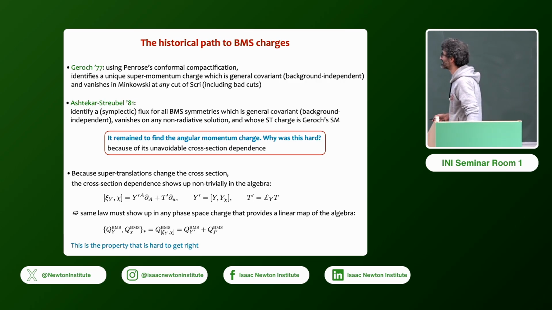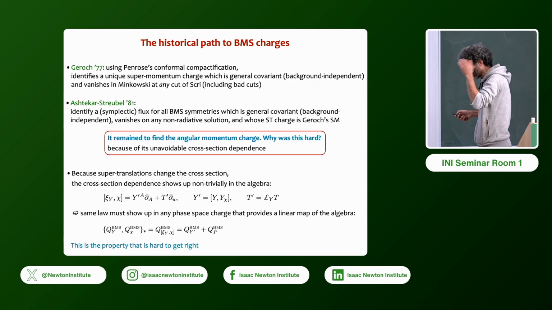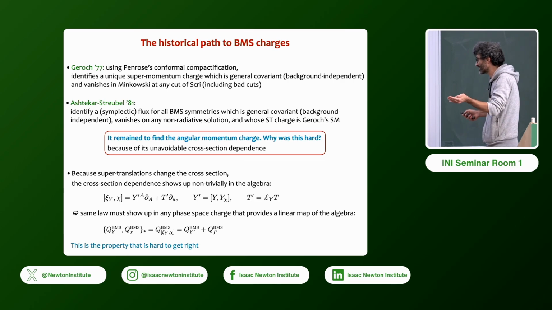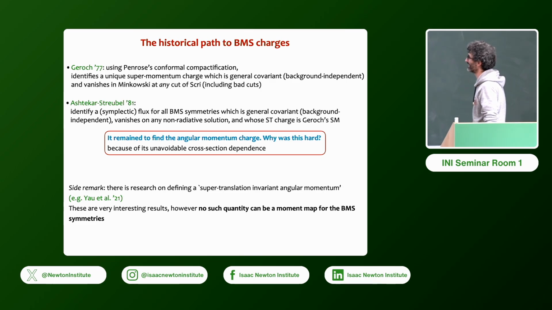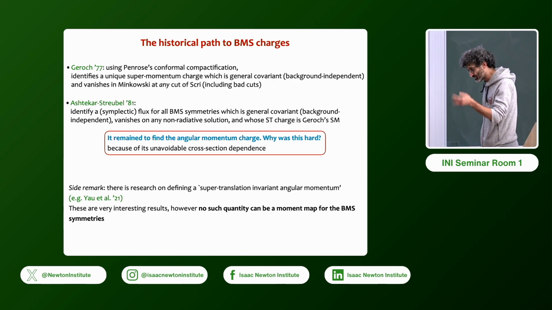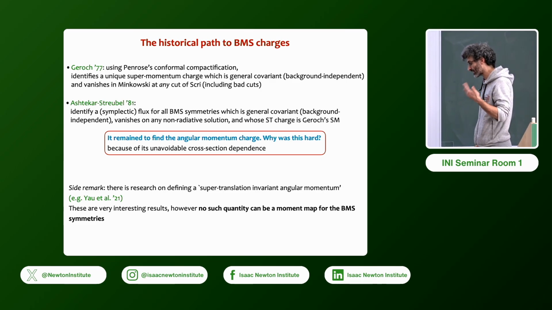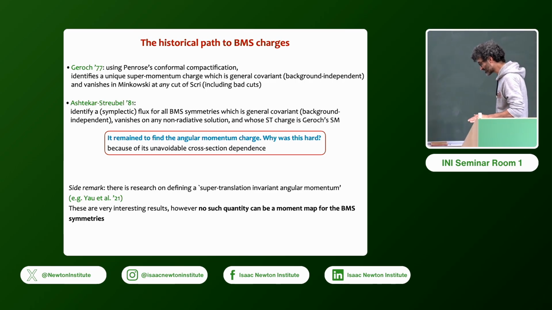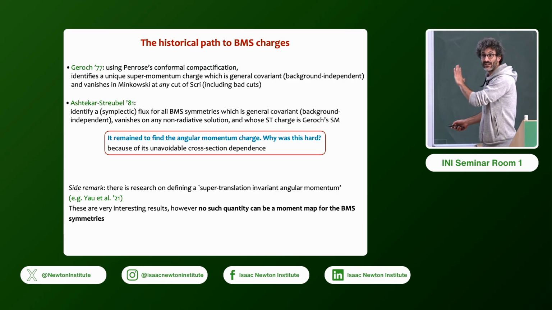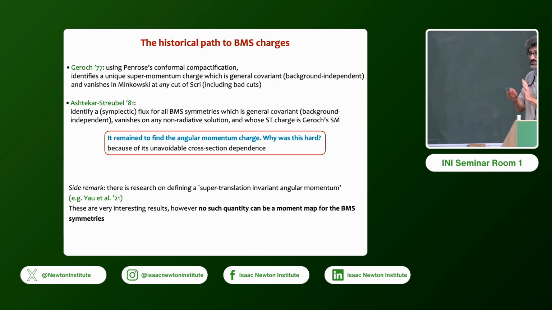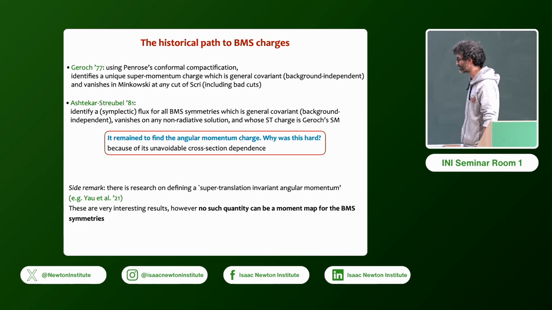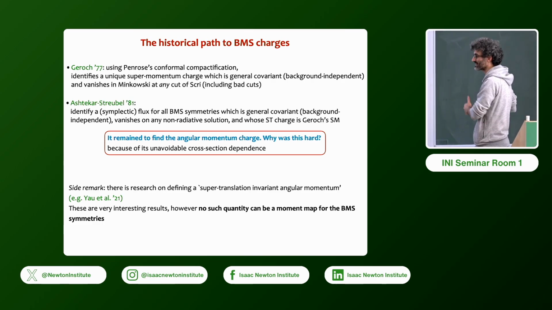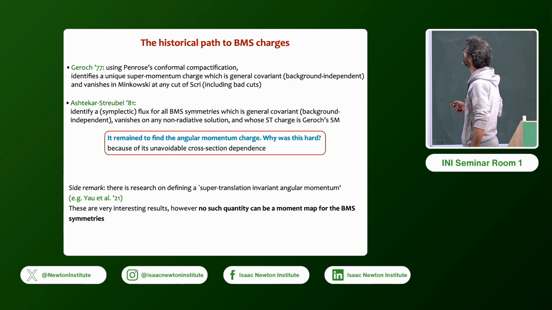And this property is hard to get right. People have tried for more than 20 years to find a formula and didn't get it right. Side remark: there's a lot of research in the last few years on constructing things called super-translation invariant angular momenta. That's a very interesting research direction, but from what I've said, it should be clear that any such construction can never represent a moment map, namely a linear representation of the symmetries in the phase space, because it has to be non-supertranslation invariant by definition.